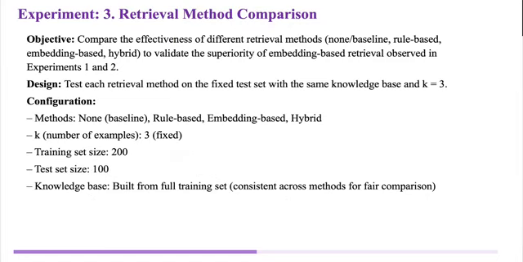Here is experiment 3, the retrieval method comparison. The objective is to compare the effectiveness of different retrieval methods. Here we see 4 methods. The first does not use any few-shot. The second is rule-based. The third is embedding-based, and the final is hybrid-based, which means first use the embedding-based and then use the rule-based to match cases.